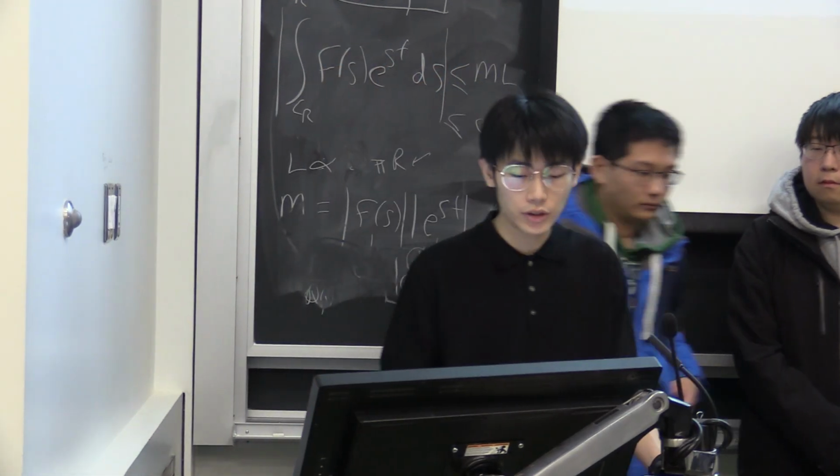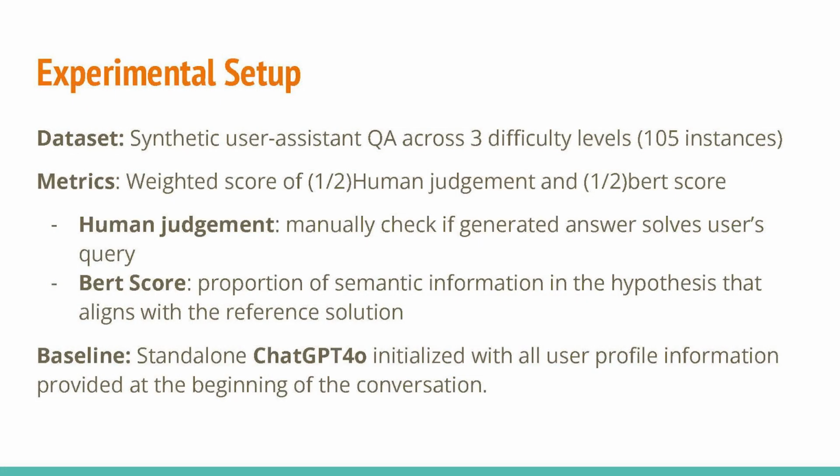We evaluated our system based on the test QA dataset, and performance is measured based on the answering quality. We use a weighted score of human judge and BERT score. The human judge is a Boolean indicator where we manually check if the generated answer actually resolved the question. And we take the precision metric from BERT score, which measures the semantic alignment between the hypothesis and the reference solution. This is on a scale of 0 to 1, the higher the better.